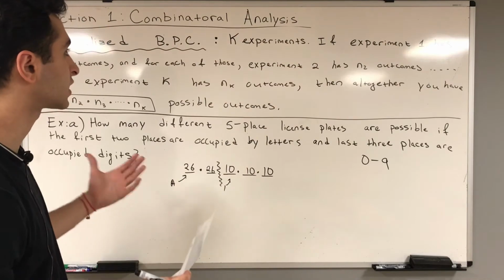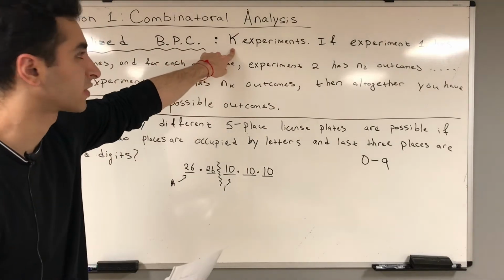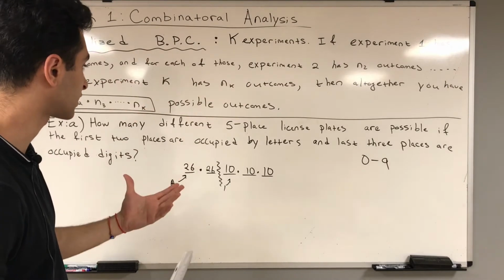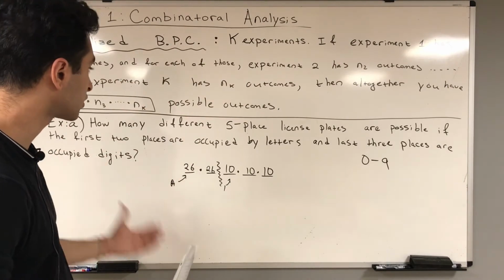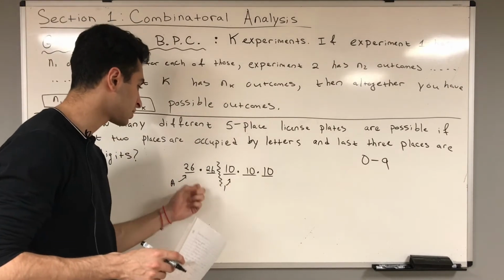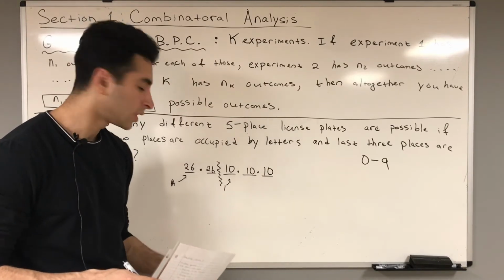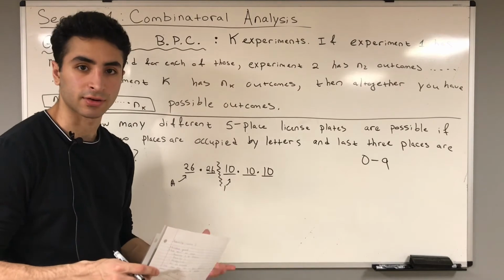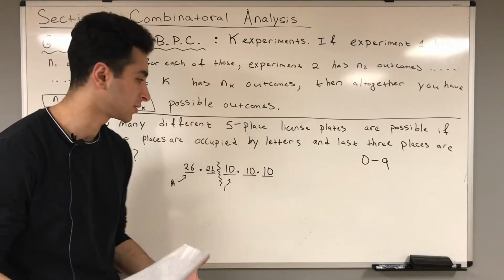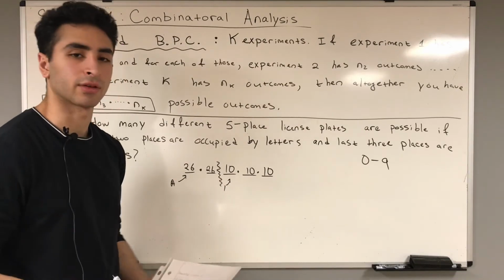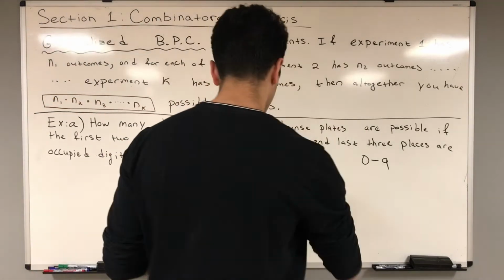Awesome. So we have 5 experiments. And the generalized basic principle of counting says if you have a certain number of experiments and each of those experiments has a certain number of outcomes, all you have to do is multiply it all together to get the total possible outcomes. Okay, so we got all the outcomes here, and now we just have to multiply them, and that's it. That's all we have to do.